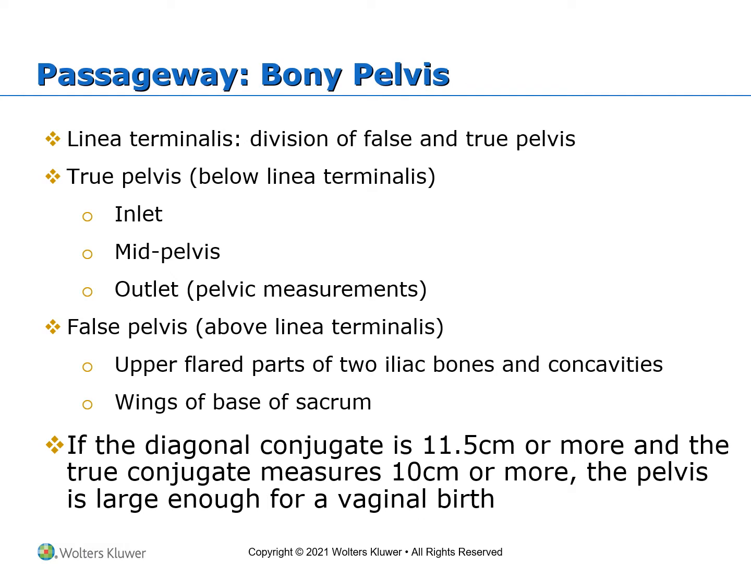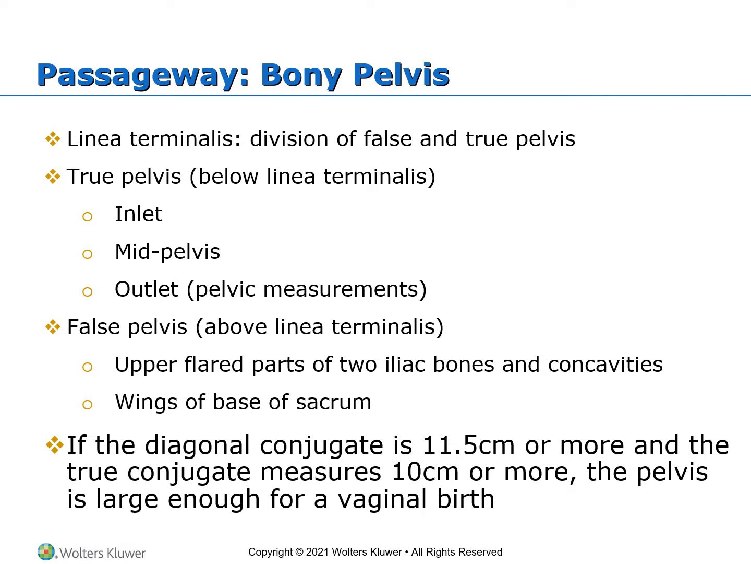So if you look in your book, page 441, it shows you the different views of the bony pelvis. So imagine that baby's head is going through that hole. So the linea terminalis, it's just the division between the false and the true pelvis. The true pelvis is below that line. So the inlet, it's wider sideways than front to back.